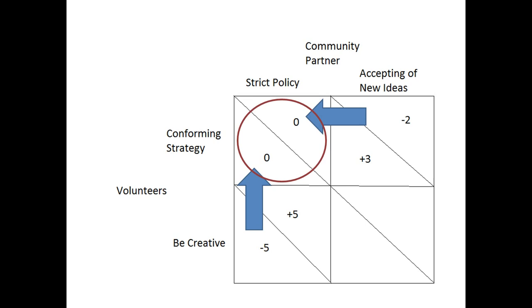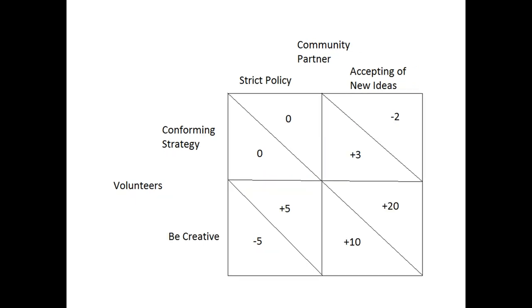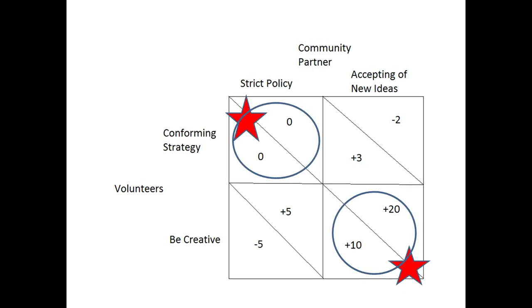Therefore, the Nash equilibrium is in the upper left-hand corner of the payoff matrix. We predict accurately that once this combination of strategies is established, neither party will deviate from it. The organization will have strict policies, and the worker will conform. However, there is another payoff possibility to consider. If the community partner is accepting of new ideas and the volunteer is creative as well, then we see that the benefit from the interaction will be to both of them. This is also a Nash equilibrium because once both have settled into this interaction, neither will change their strategy. This is what it looks like when we have two Nash equilibria.